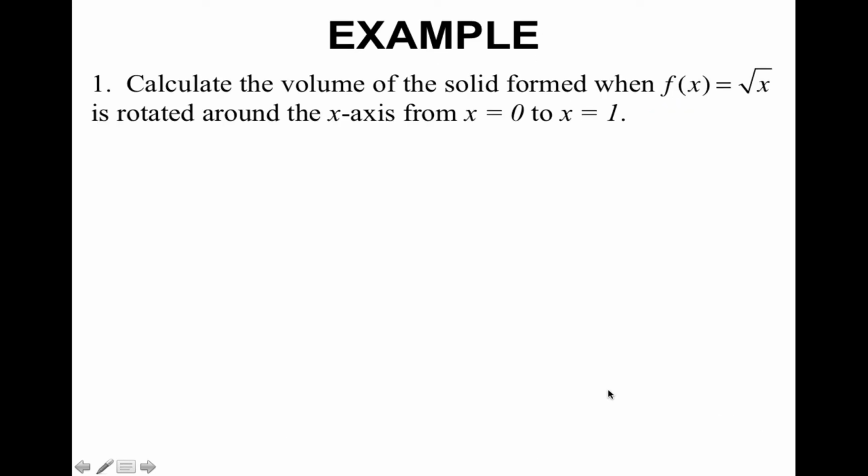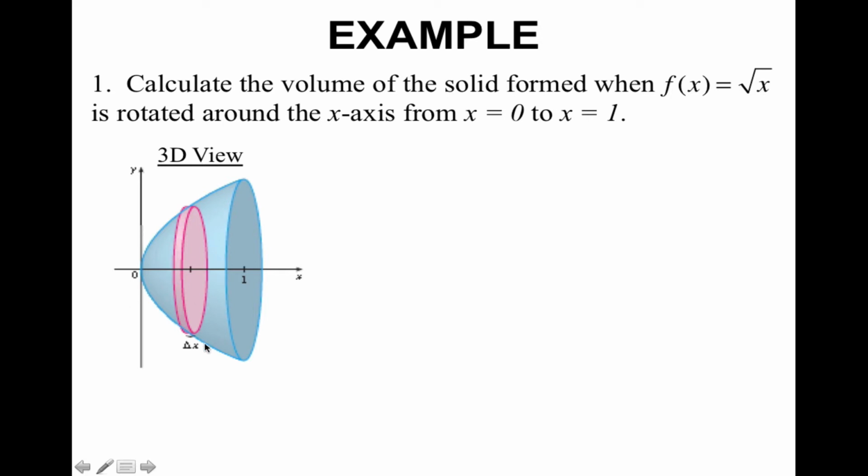So let's look at an example. We're going to calculate the volume of the solid formed when f of x equals the square root of x is rotated around the x-axis from x equals 0 to x equals 1. In a 3D view, the square root function is this top function right here. That's what's getting rotated, going from x equals 0 to x equals 1. In 2D, the radius would be the top curve to the axis, which in this case would be my vertical rectangle.